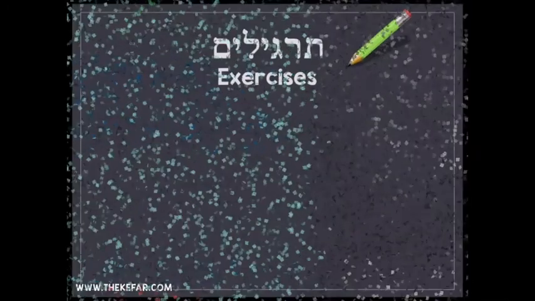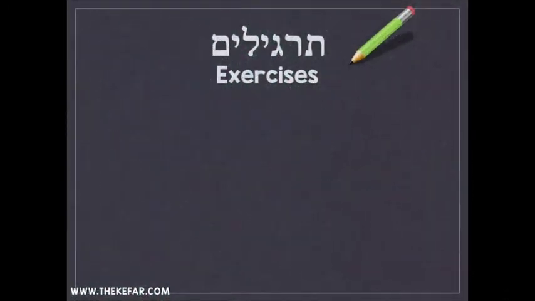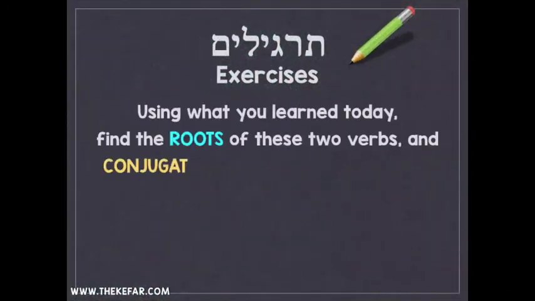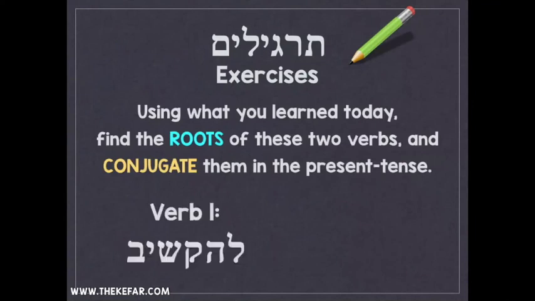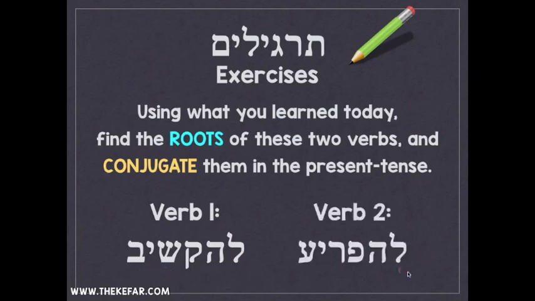Okay, so now, of course, for your exercise verbs, as always, use what you learned and find the roots of these 2 hifil verbs so that you can conjugate them in the present tense. Your first verb is lehakshiv, which is to listen, really to pay attention, lehakshiv. And your next verb is lehafria, okay? Lehafria, which is to disturb or to interrupt, okay?